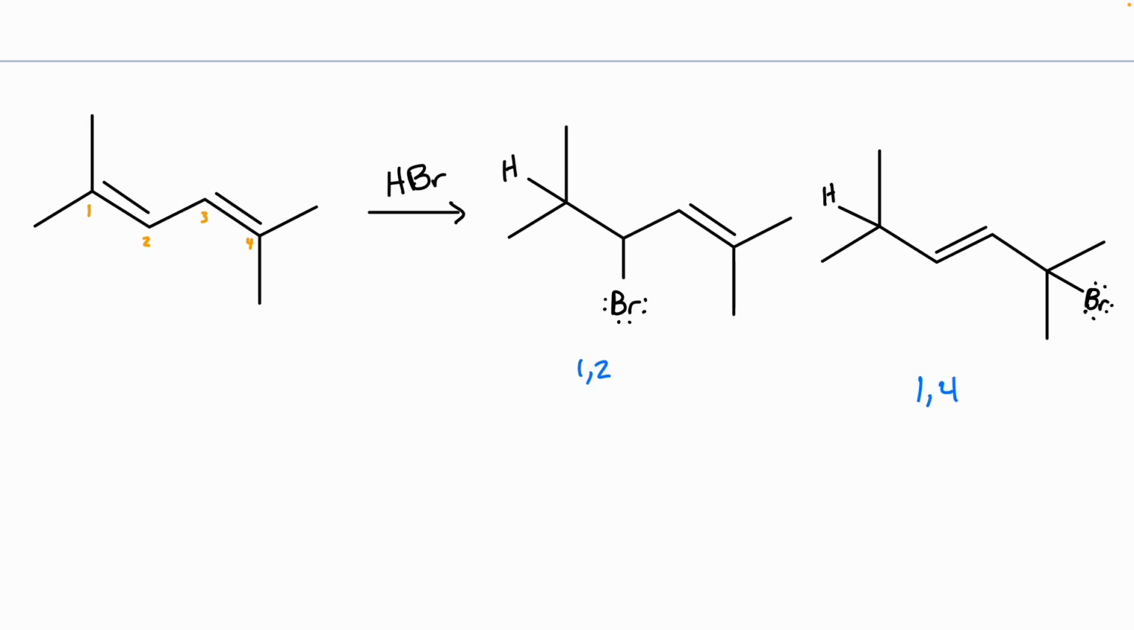So we got our products here. Now let's think, which one is going to be favored at low temperatures? Which one is going to be our kinetic product? 1,2, and how do we know it's 1,2? Because it's always 1,2. So this is going to be our kinetic product.